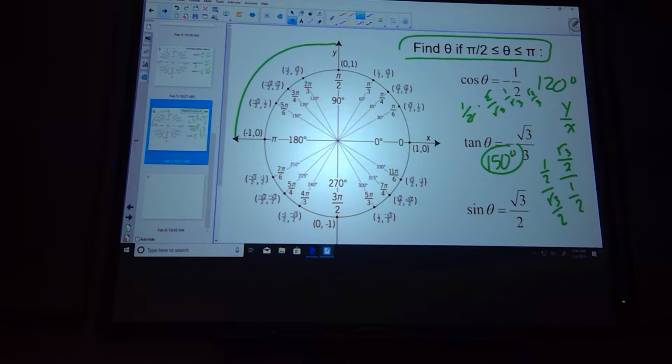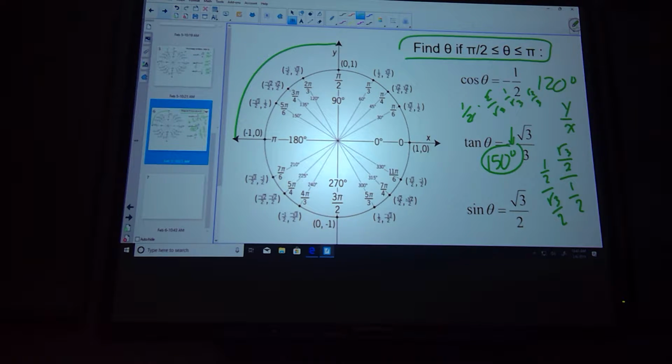Gotta keep it technical. No, we're just in quadrant 2. Yeah, 150. There's a negative √3 over 2. You looking for a negative? Yeah, because there's a negative sign right there. Yeah, we're good. And then sine is x or y.